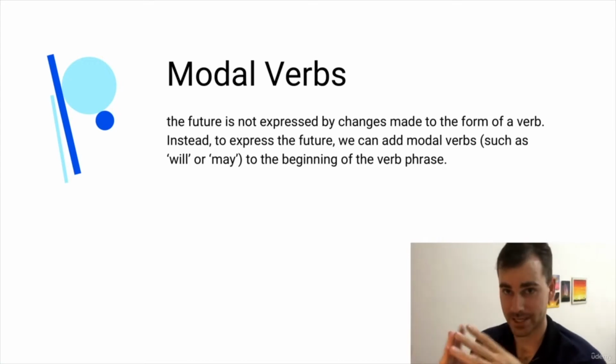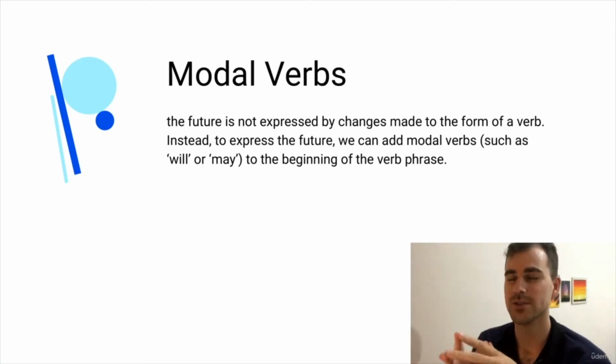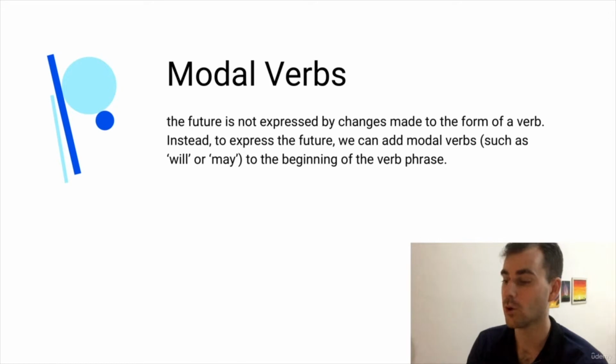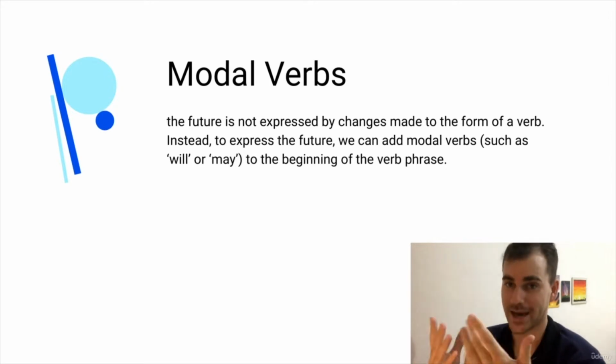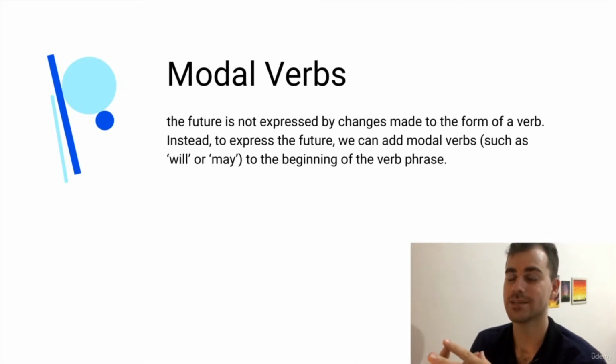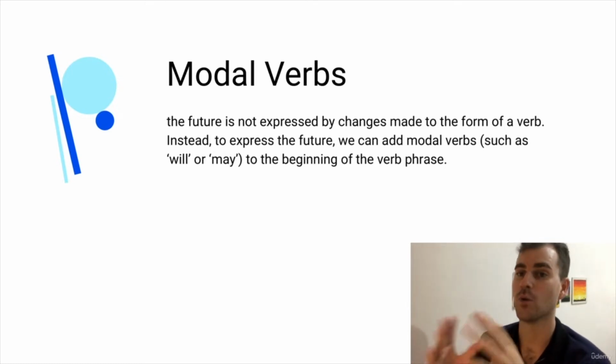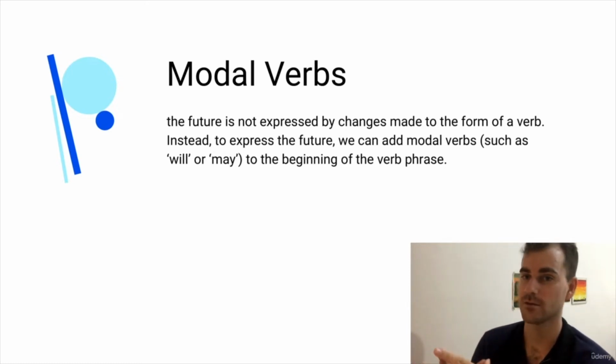As with all future tenses, the future perfect uses modal verbs. So the future is not expressed by changes made to the form of a verb. Instead, to express the future, we can add modal verbs, such as will or may, to the beginning of the verb phrase. Unlike the past tense, the future tense does not modify the spelling or the pronunciation of the main verb. Instead, we add will or may before the verb phrase.